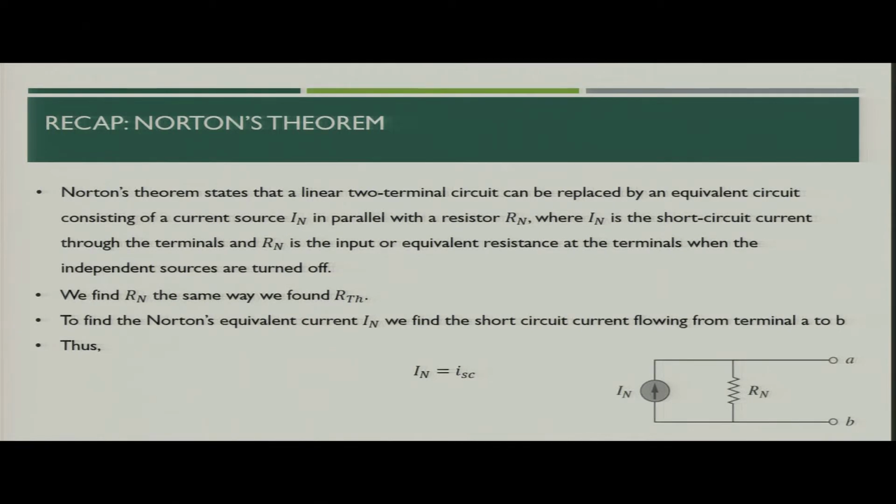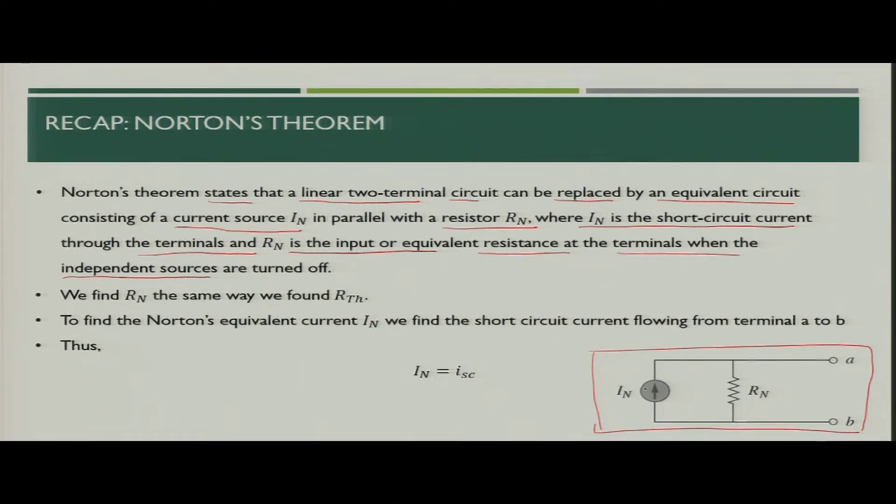Let us recap the Norton's theorem, which states that a linear two terminal circuit can be replaced by an equivalent circuit consisting of a current source I n in parallel with resistor R n, where I n is the short circuit current through the terminals and R n is the input or equivalent resistance at the terminals when independent sources are turned off. Independent sources turned off means the voltage source would be short circuited and the current source would be open circuited. So, finally, we will get the Norton's equivalent as shown in this figure.